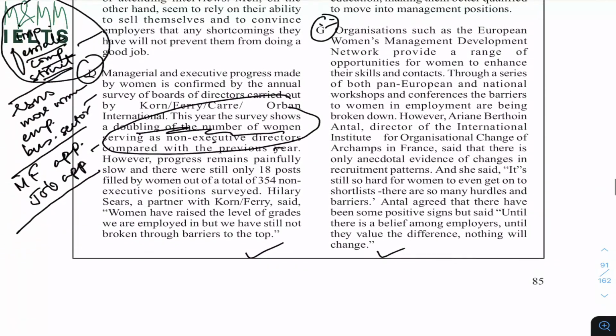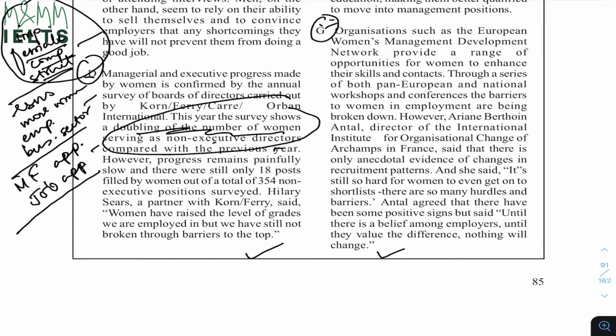Let's go back to the sentence here. Let us read the sentence again. This year, the survey shows a doubling of the number of women, that means female, serving as non-executive directors. What do you mean by non-executive directors? Company management, obviously. Directors are company managers, they are management level. So, compared with the previous year.